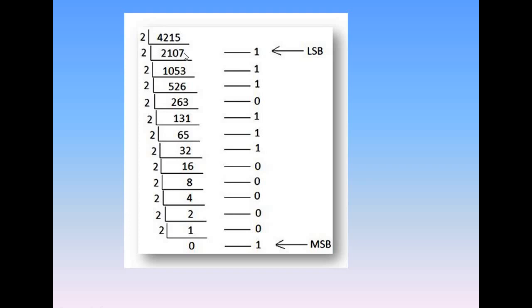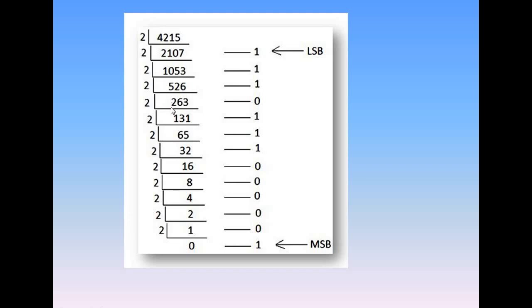2107, remainder will be 1. Again 21053, remainder will be 1. Then 2526, remainder will be 1. We keep on dividing with 2.